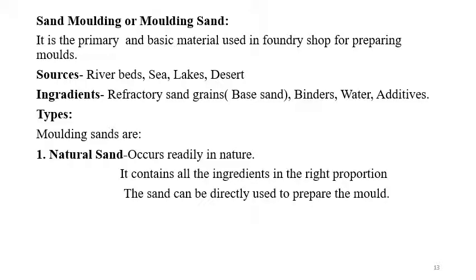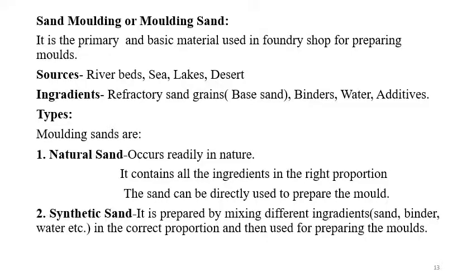So it contains all ingredients in the right proportion. The sand can be directly used in the preparation of the mold. Natural sand is directly used to prepare the molding sand. Additives, binders, and water content, all ingredients are present in that natural sand. Directly you can use that to prepare the mold box.